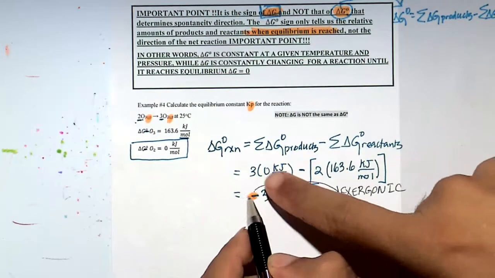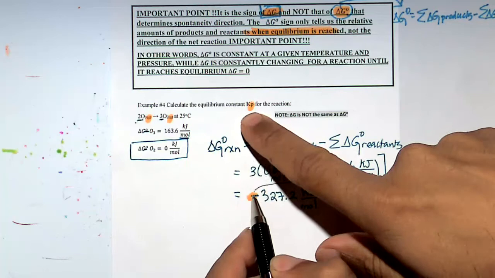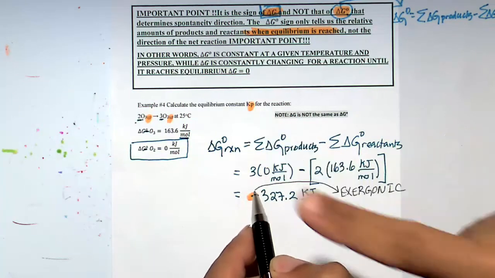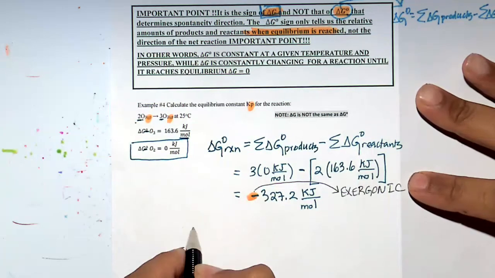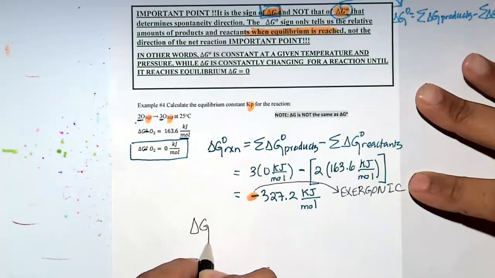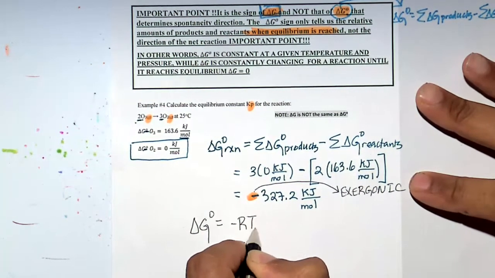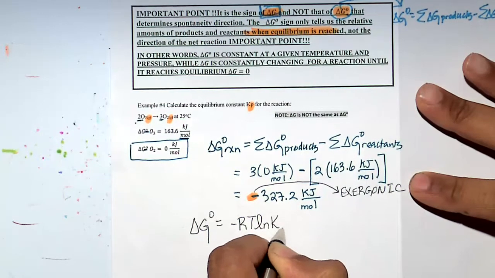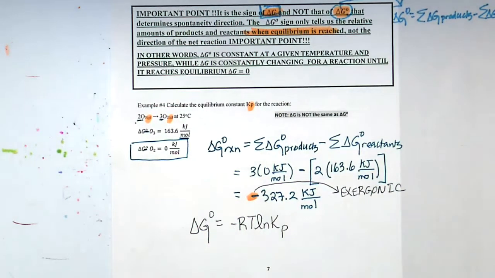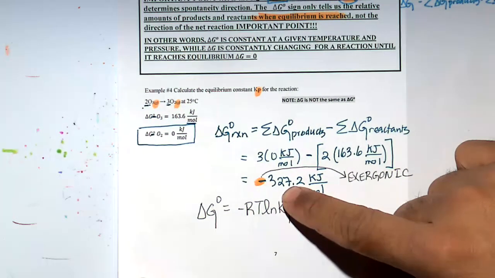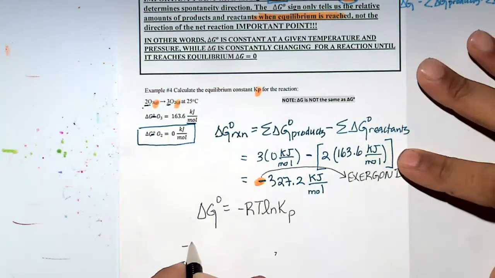All right, so we calculate delta G of the reaction, but we need to calculate Kp. So the equation we will use for that is this: delta G naught is equal to minus RT natural log of Kp. So the delta G of this reaction, we already just calculated it, right? So it's going to be minus 327.2.